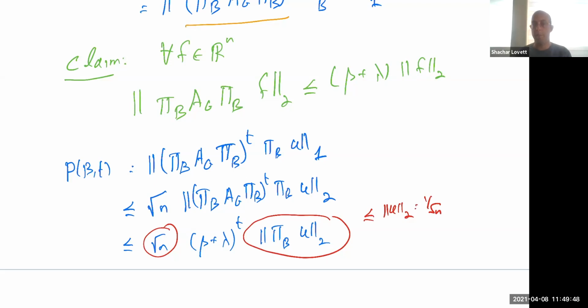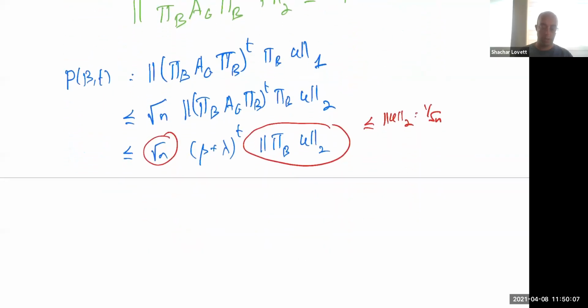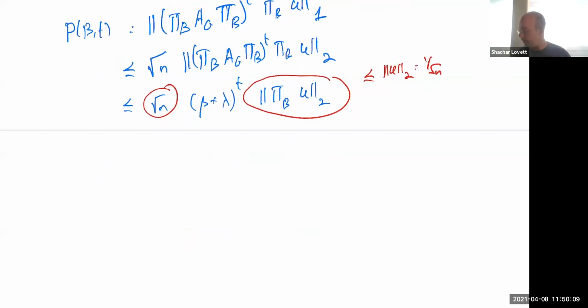So modulo proving this claim, are there any questions? Again, this claim was the main tool we use to bound the L2 norm, and then we convert that from L1 to L2, and we present PBT as this L1 norm of this vector. So now let's talk about proving this claim.